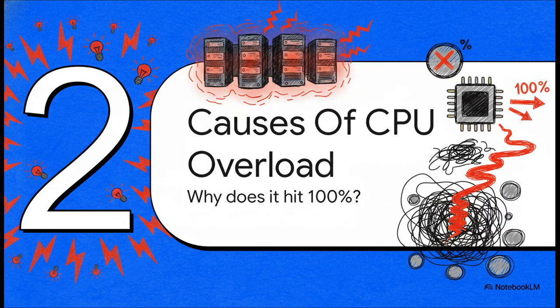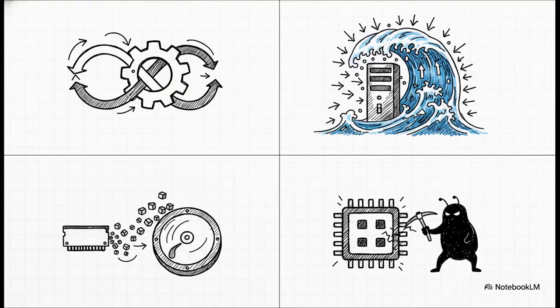Moving on to Section 2, causes of CPU overload. Look, when your CPU usage hits 100%, it essentially means the processor is running constantly with absolutely no time to rest. There's some process out there just wildly consuming computing resources. So, what actually causes this? Well, here are the 4 most common culprits.